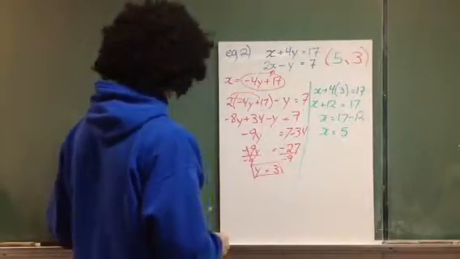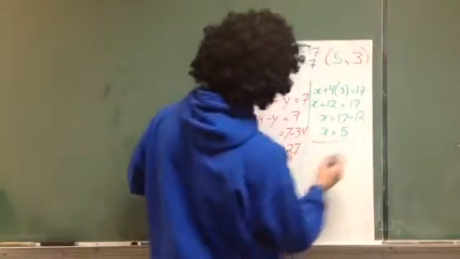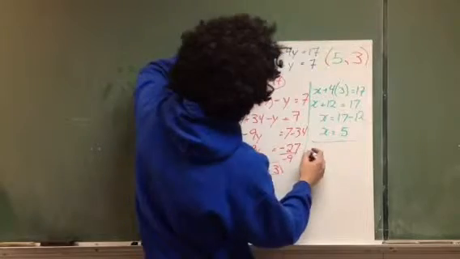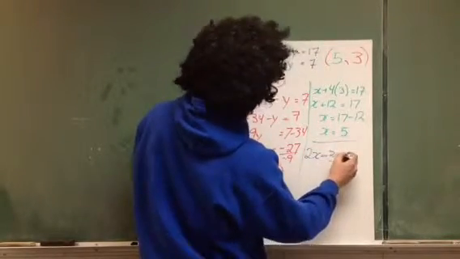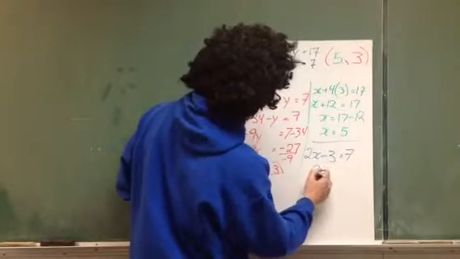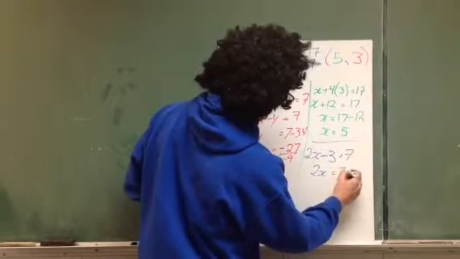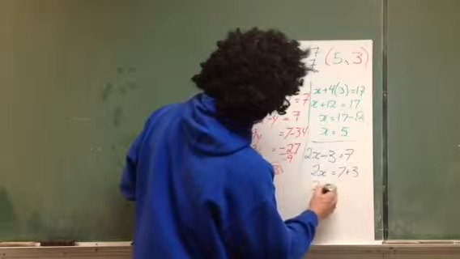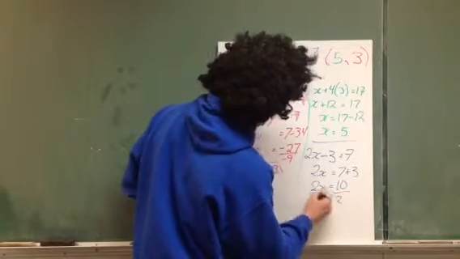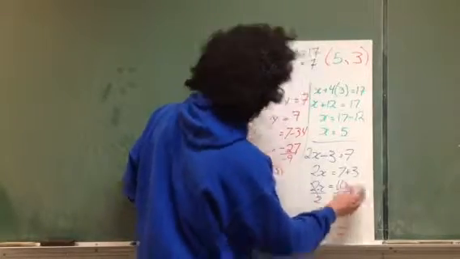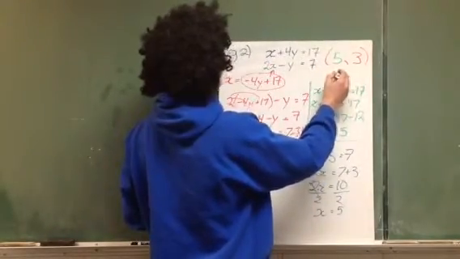Okay, and to verify, let's also put this value for y into this equation. So we have 2x minus 3 equals 7. So that's 2x equals 7 plus 3. 2x equals 10. Divide that by 2 and x equals 5. Same answer. It's been verified.